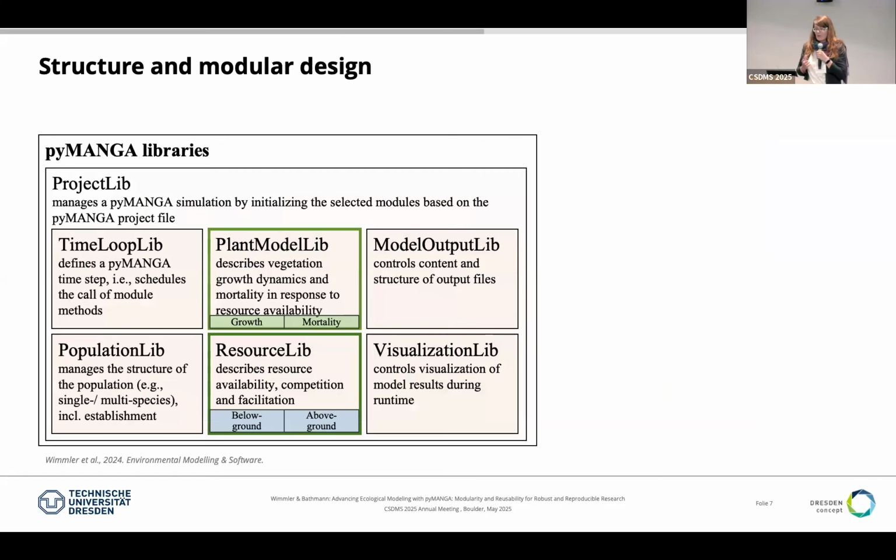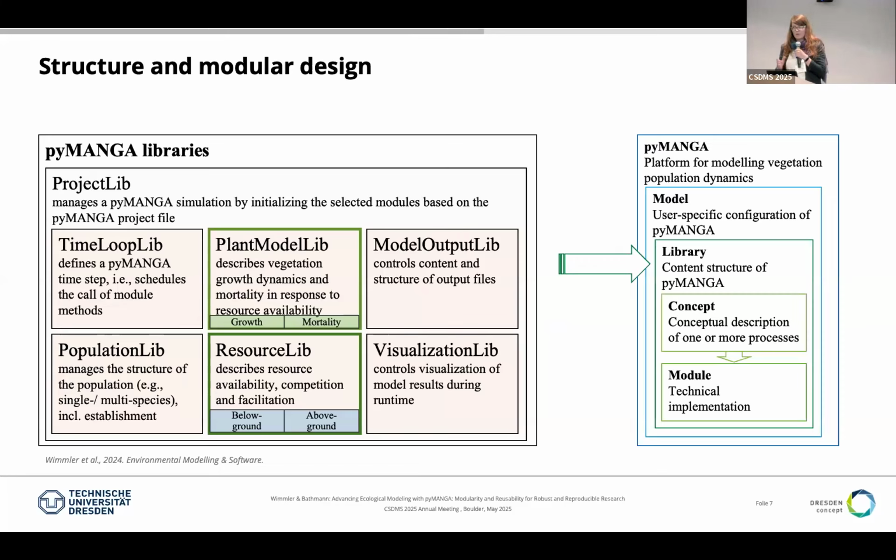The modules of the same compartment are then organized into libraries. For example, we have a library called Plant Model Library that contains different modules that describe plant growth and mortality. But we also have libraries for more organizational aspects. For example, the Model Output Library offers different options to define the output format and structure of the simulation. And here I'd like to emphasize again that PyManga is not a model. It's rather a platform where user-specific models can be configured by combining specific modules and concepts.